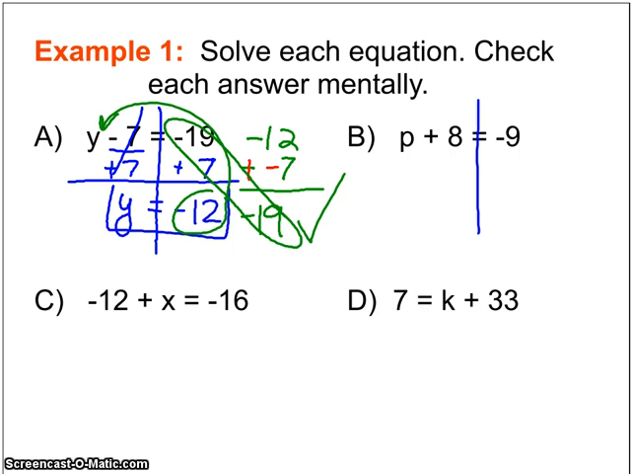Letter B. Step 1, draw your line down the equal sign, again to separate both sides. Our variable is on the left, it is p. So if you cover up p, we are adding 8. Now here's where I want you to think for a second, Panthers. Yes, the opposite of adding 8 is subtracting 8.